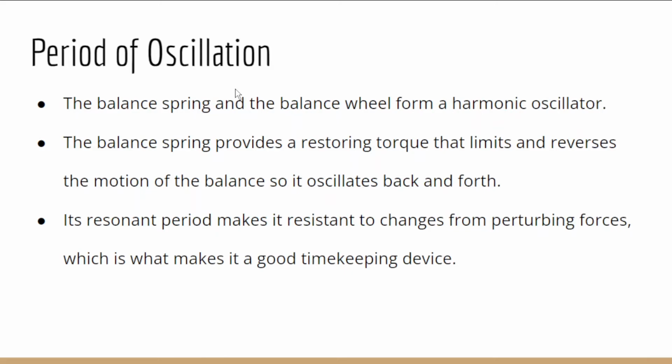The balance spring and the balance wheel form a harmonic oscillator. The balance spring provides a restoring torque that limits and reverses the motion of the balance so it oscillates back and forth. Its resonant period makes it resistant to changes from perturbing forces, which is what makes it a good timekeeping device.